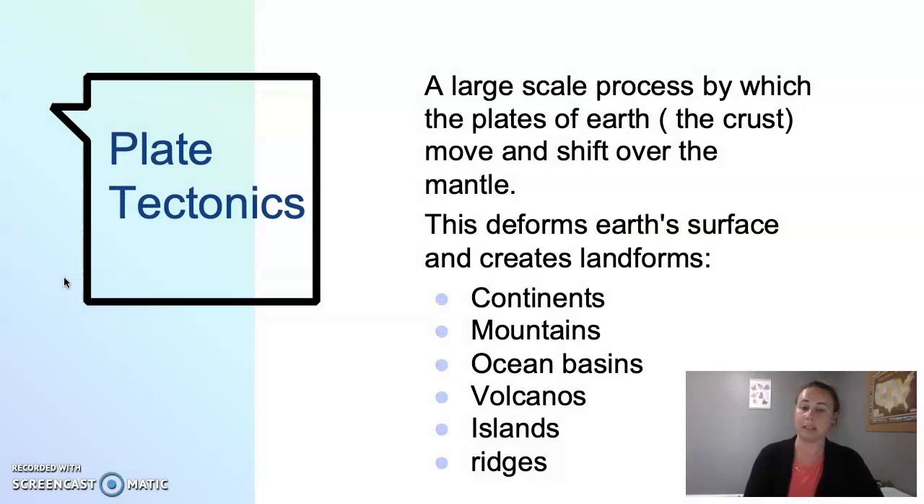Plate tectonics is a large scale process in which the plates of the Earth, which we call the crust, move and shift over the mantle. You need to think of the mantle almost like a pudding or a jello, and your crust like a graham cracker, and the crust moves over the mantle, and it creates different landforms on Earth's surface. So we have continents, mountains, ocean basins, volcanoes, islands, and ridges that are all created by the movement of plate tectonics.